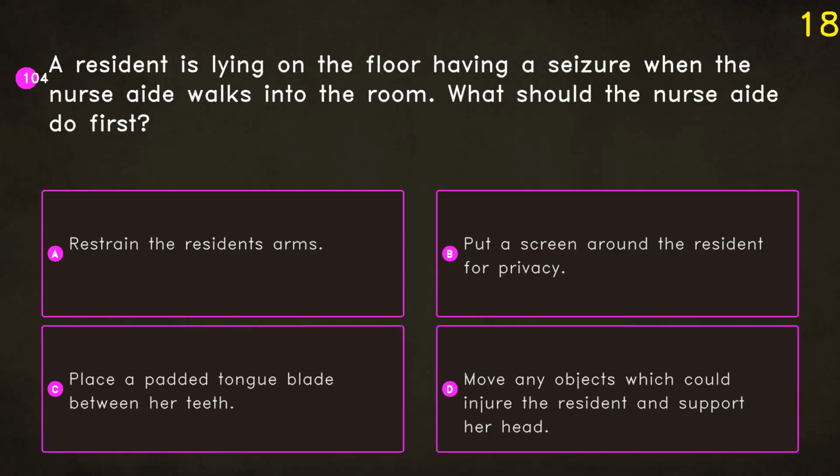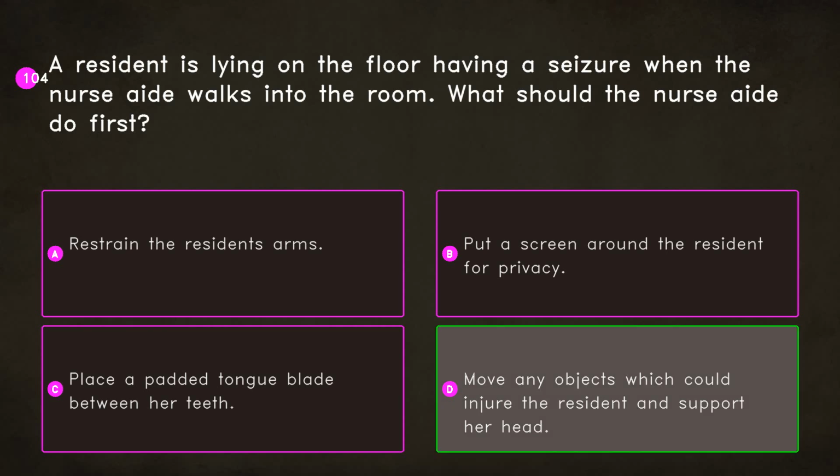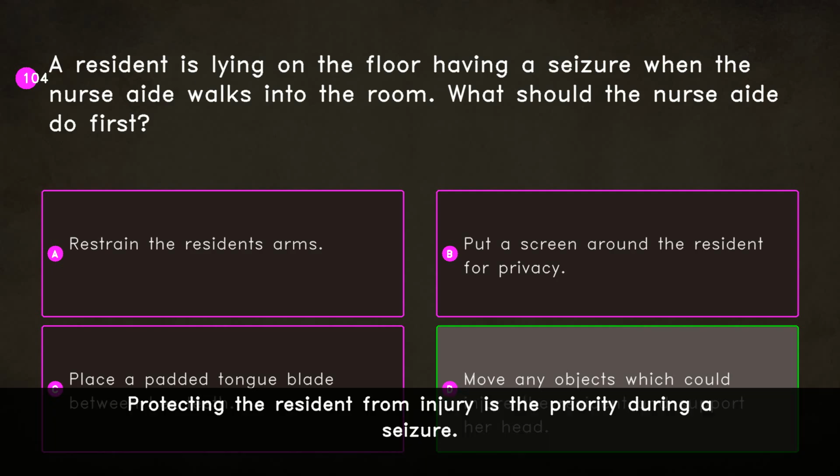Question 104. A resident is lying on the floor having a seizure when the nurse aide walks into the room. What should the nurse aide do first? A. Restrain the resident's arms. B. Put a screen around the resident for privacy. C. Place a padded tongue blade between her teeth. D. Move any objects which could injure the resident and support her head. The correct answer is move any objects which could injure the resident and support her head. Protecting the resident from injury is the priority during a seizure.